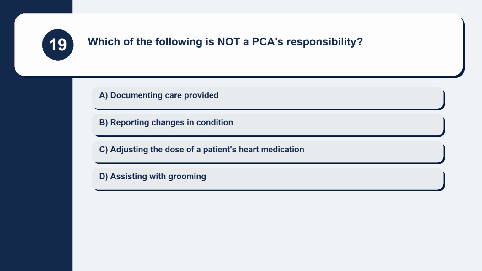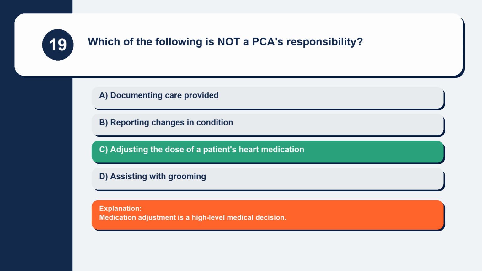Question 19. Which of the following is not a PCA's responsibility? Documenting care provided. Reporting changes in condition. Adjusting the dose of a patient's heart medication. Assisting with grooming. Medication adjustment is a high-level medical decision.